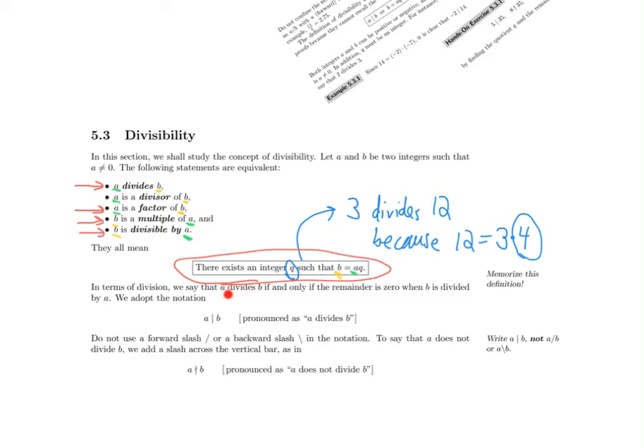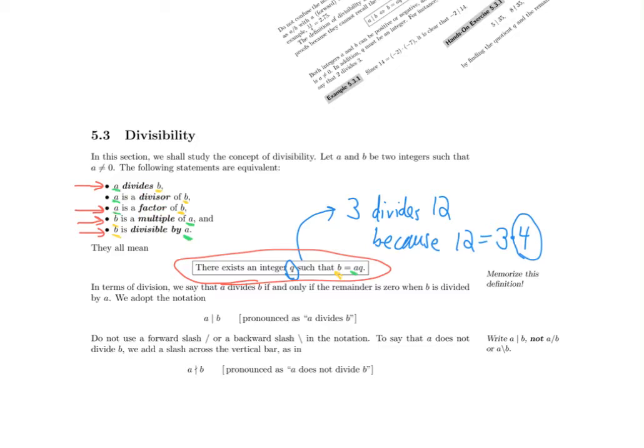So we say a divides b if and only if the remainder is 0 when b is divided by a. Look at this equation, think back to the division algorithm. What's missing? It's the r. In other words, the r, the remainder, is 0. So it's consistent with what we're saying here.